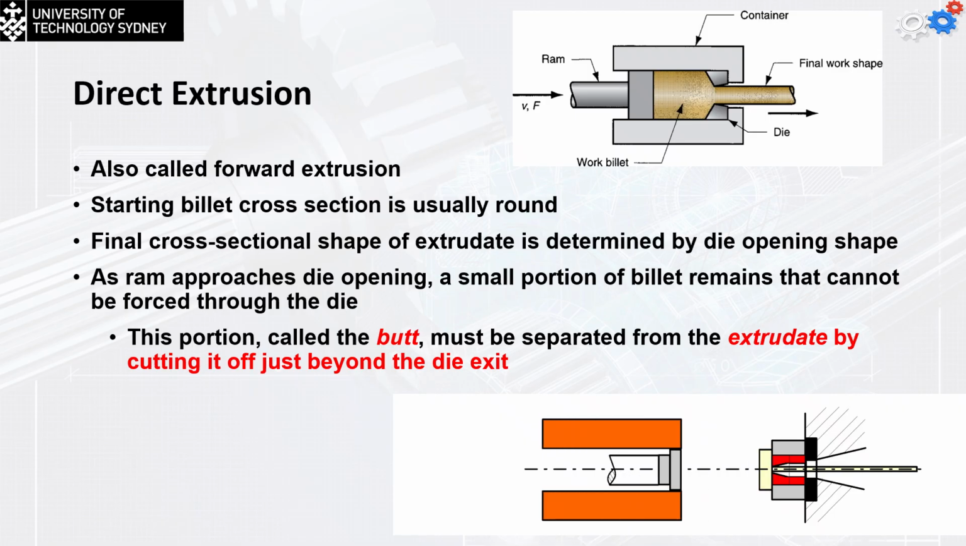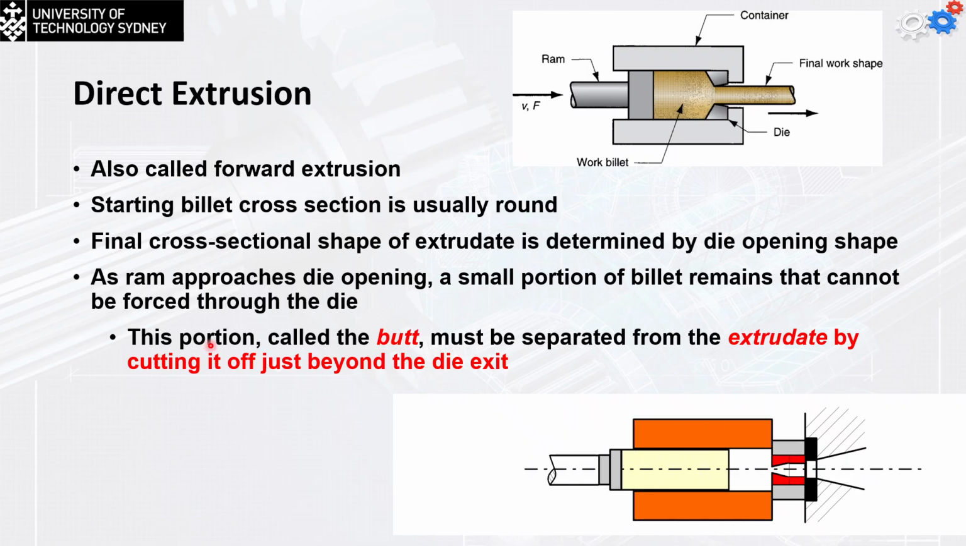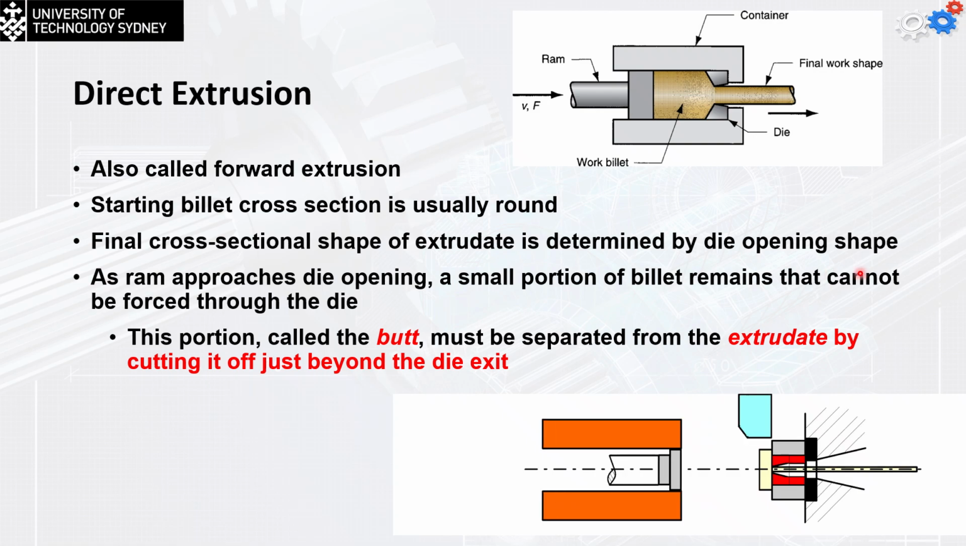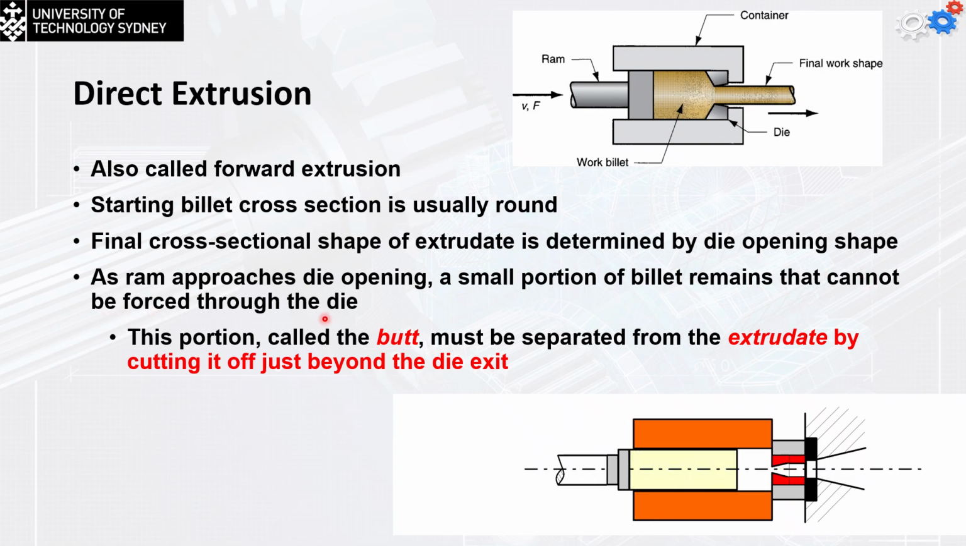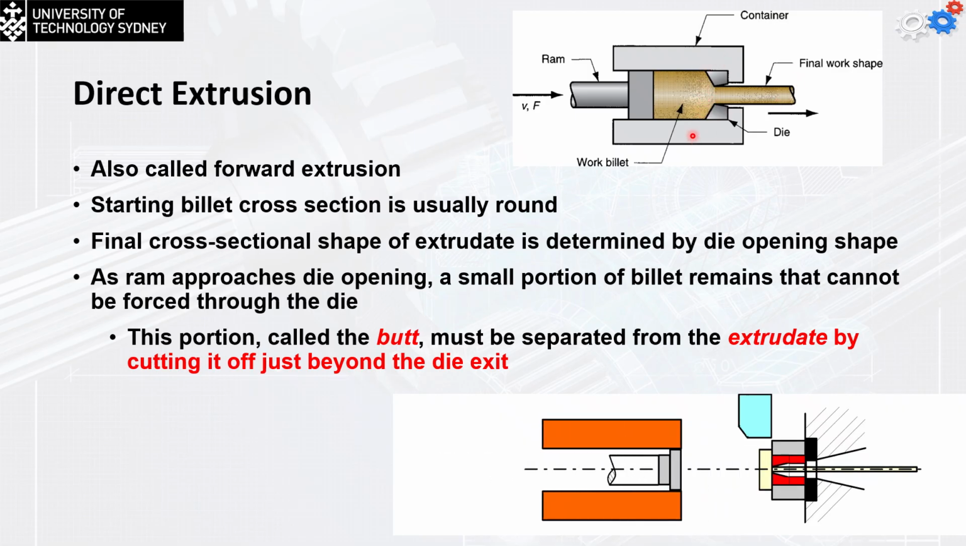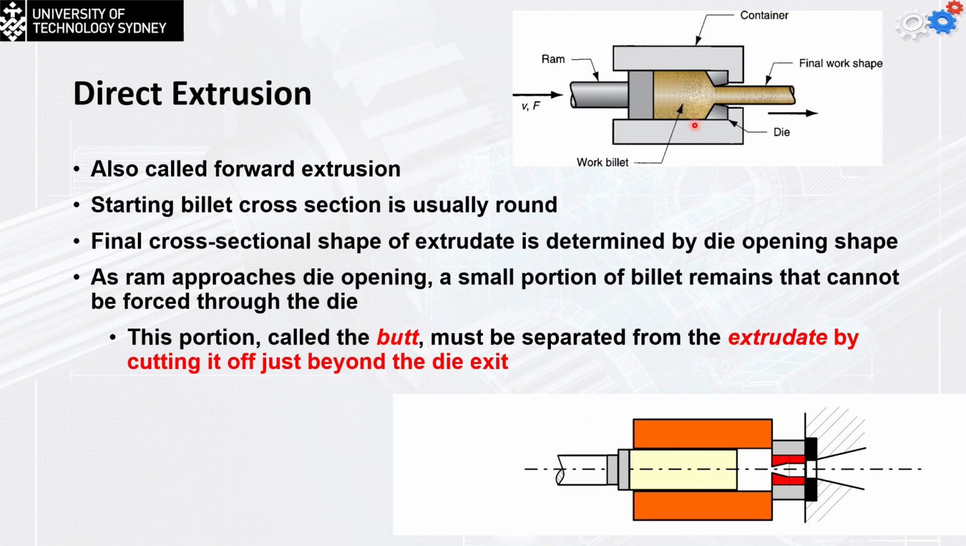As the ram approaches the die opening, a small portion of the pellet remains that cannot be forced through the die. You can see at this corner that some material cannot go through the die opening, and this portion is called the butt. The butt must be separated from the extruded part by cutting it off just beyond the die exit.